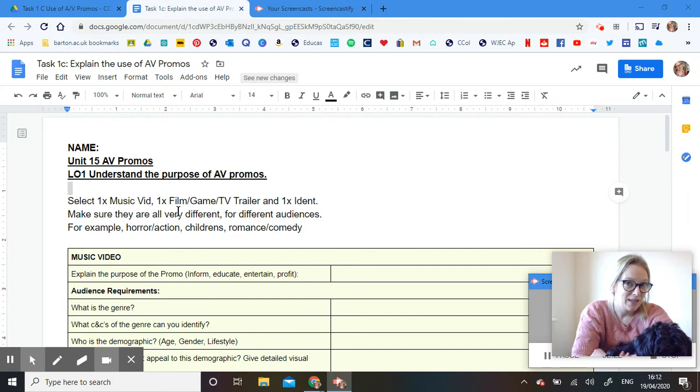That does mean that they might not all be ones that are for your demographic. Okay, so you might want to start thinking about, okay, what would be a product that might be aimed at my granddad or my granny? Maybe for the TV, maybe the trailer for a TV show that's aimed more at them.